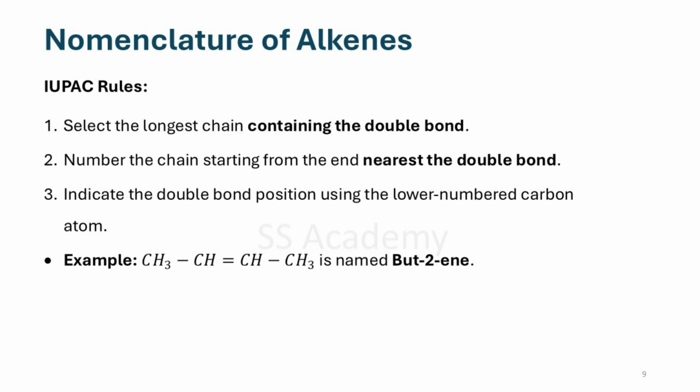When naming alkenes, the double bond is the star of the show. Your longest chain must include the double bond, and you must number the chain to give the double bond the lowest possible number. If the bond starts at carbon 2 in a 4-carbon chain, then the name is 2-butene or but-2-ene. Both are correct.